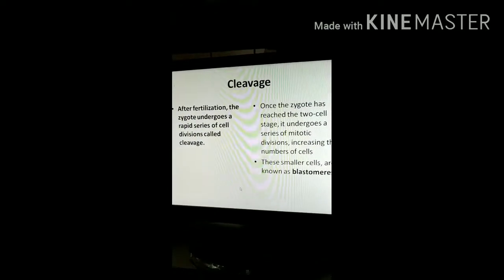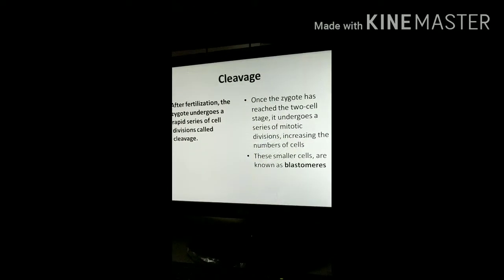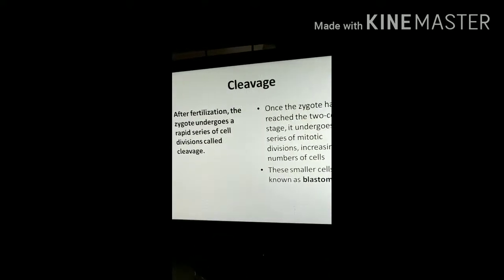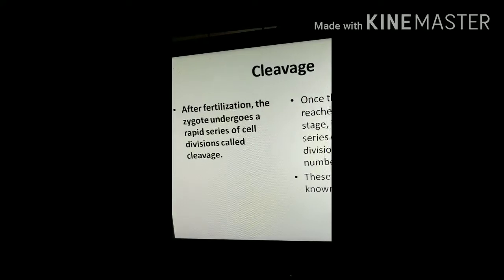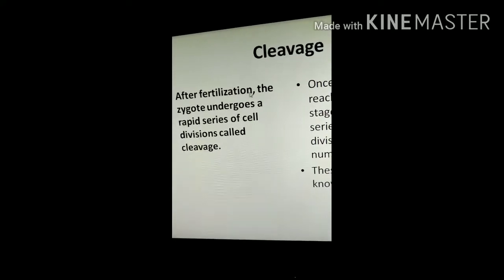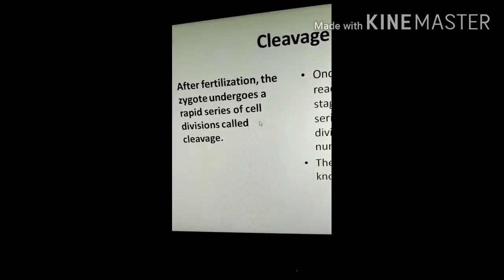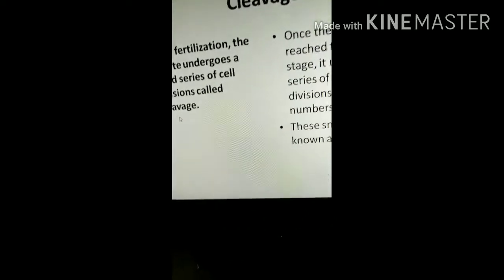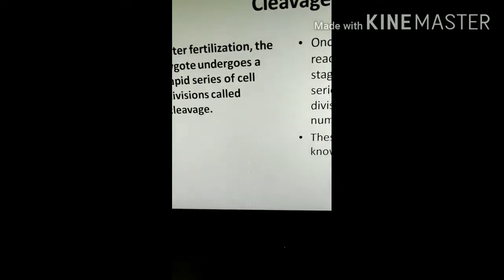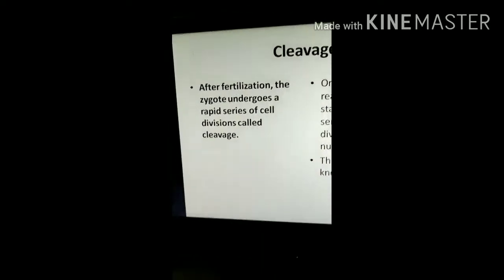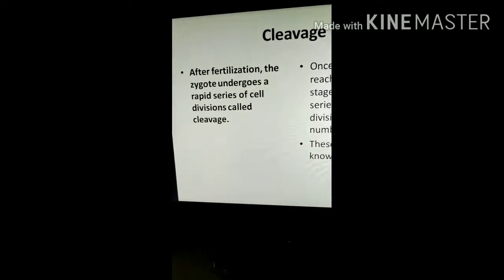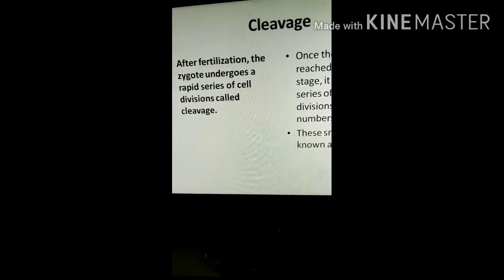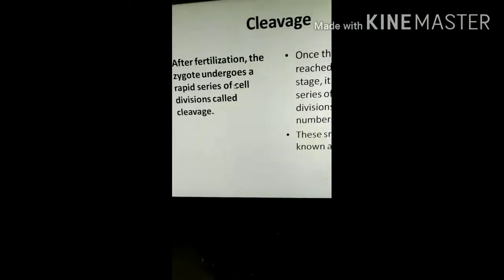Now fertilization is complete. The next event is the cleavage. After fertilization, the zygote undergoes a rapid series of cell division. So define the cleavage: after fertilization, the zygote forms, and this zygote undergoes a rapid series of cell division.